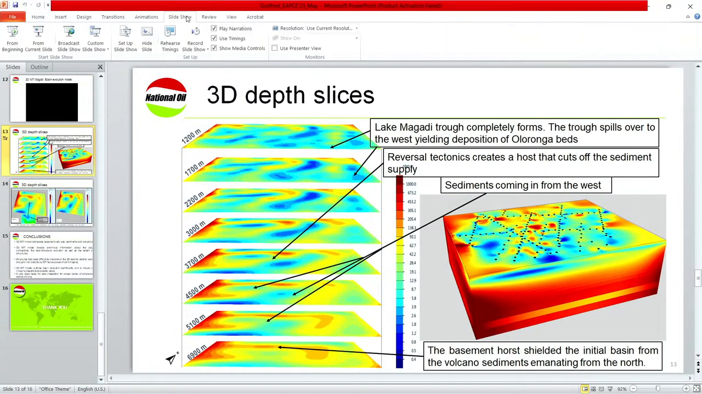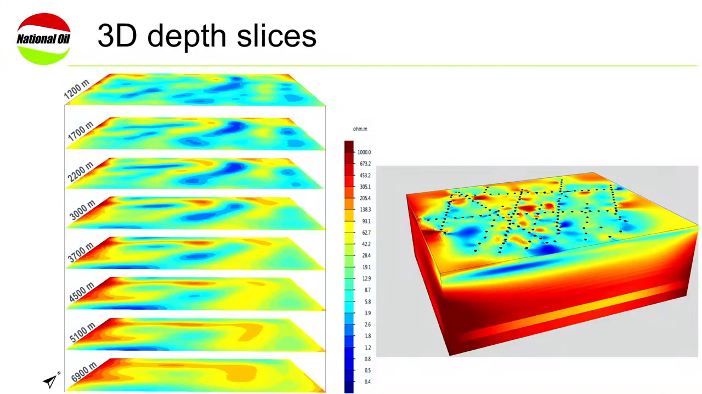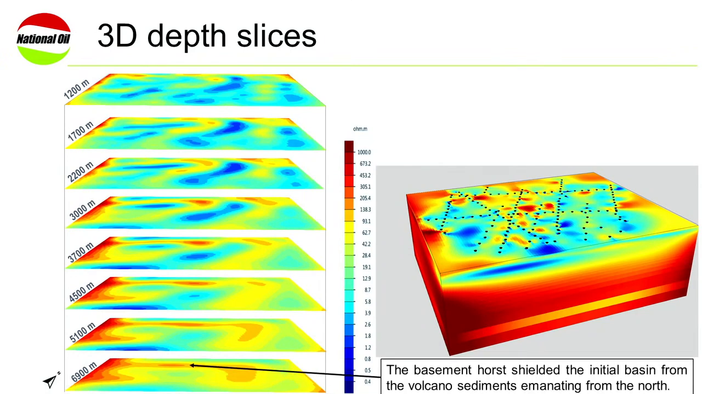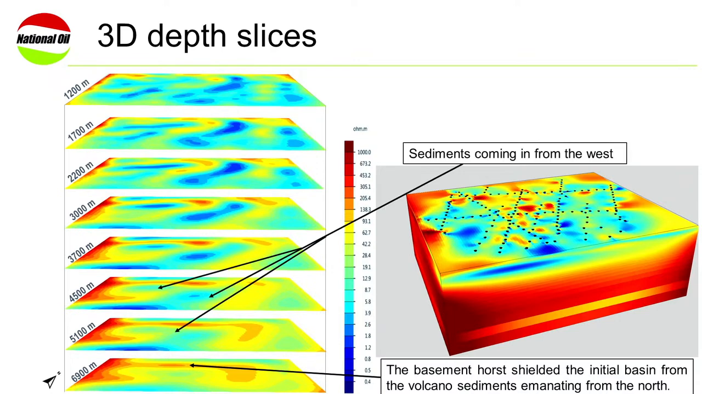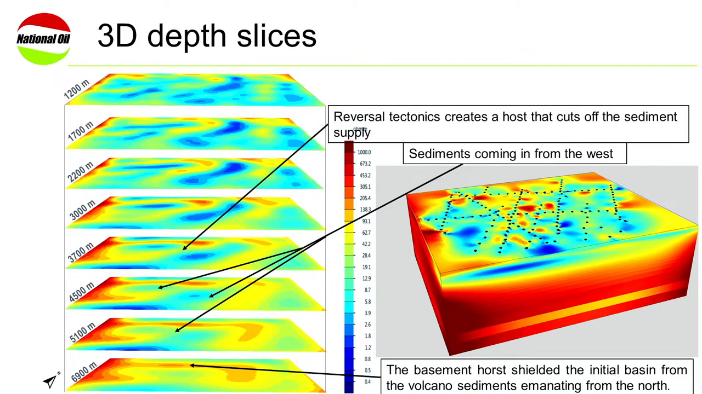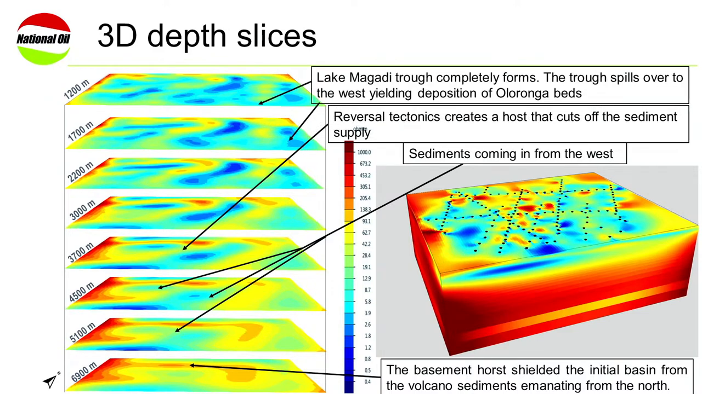So you can see those depth slices. You can see at that point, the basement hosts shields in the initial basin from the volcano sediments. But as you move upwards, you can see sediments beginning to come, how the basin is beginning to open. And then look at there, for example, the reversal of the tectonics, you can see at that point. Then you could also see clearly how Lake Magadi, the current lake, is forming. You see, and then the connection. So when you go up now, the recent sediments you see are on top there.